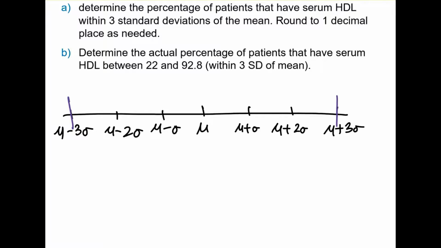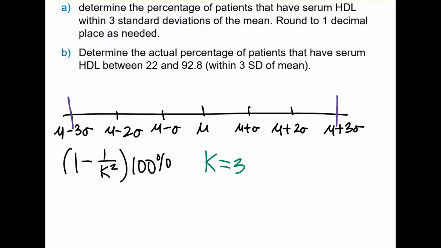Let's recall Chebyshev's theorem. Chebyshev's theorem says that for any data set or distribution, at least 1 minus 1 over k squared times 100% of the observations lie within k standard deviations of the mean. So our k is 3 because we're wanting to know how many are within 3 standard deviations of the mean. So now we will substitute 3 for k in the formula. Put this in your calculator, and when we round to 1 decimal place, we get 88.9%.